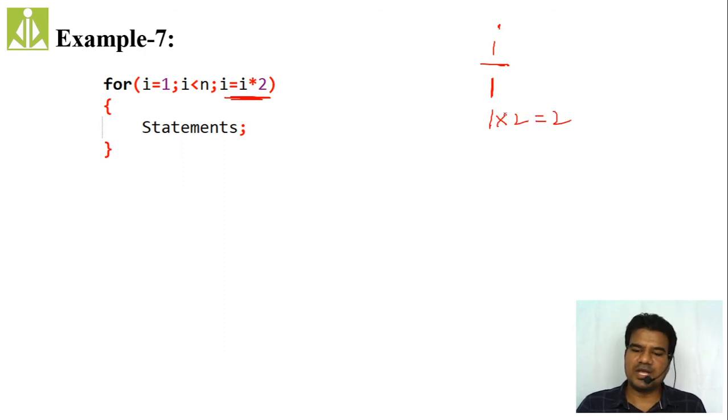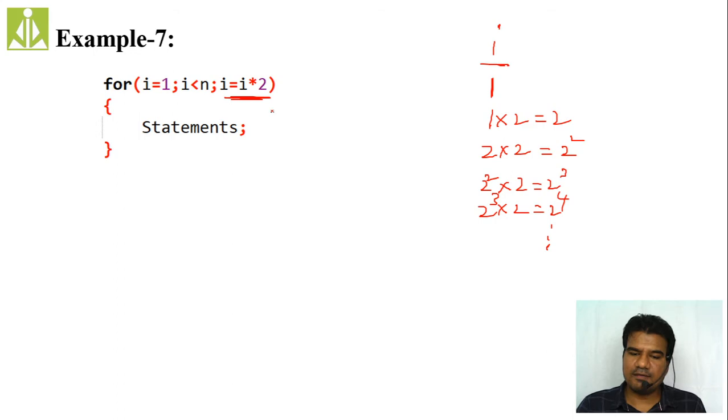In my next iteration, my I value is 2. Again I have to multiply with 2, so it will become 2 square, that is nothing but 4. In my next iteration again I multiply with 2, so that is 2 cube. Then 2 cube multiplied with 2 gives 2 power 4. Likewise, after 2 power k, we will consider when I value is 2 power k.